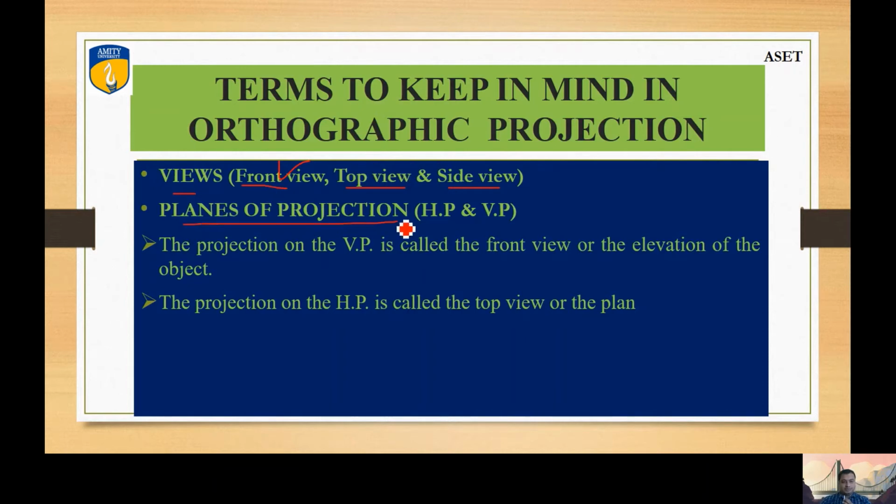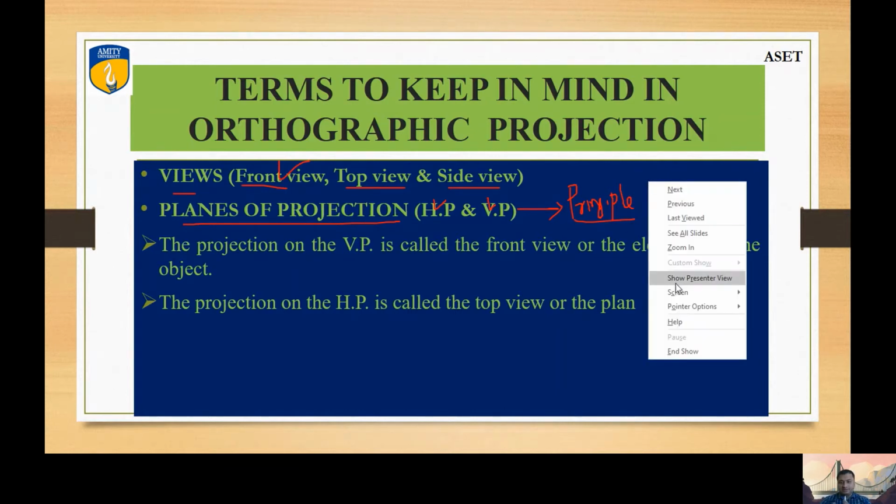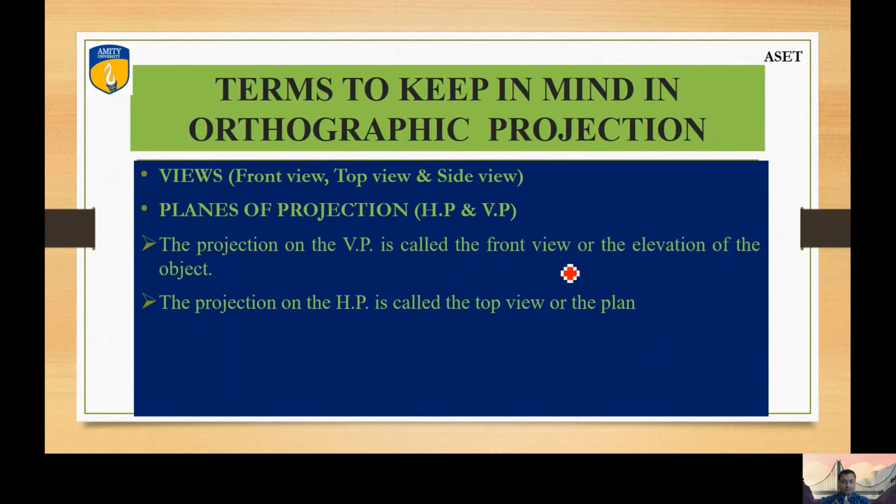Second is the plane of projections. So already I have discussed plane of projection. There are two. The first is HP and VP. These are called principal planes: horizontal plane and the vertical plane. Apart from that, there is one more plane, as we have seen, that is called profile plane. If you want to locate the side view, you will be adding one more plane, that is called profile plane. But the principal planes are horizontal plane and the vertical plane.